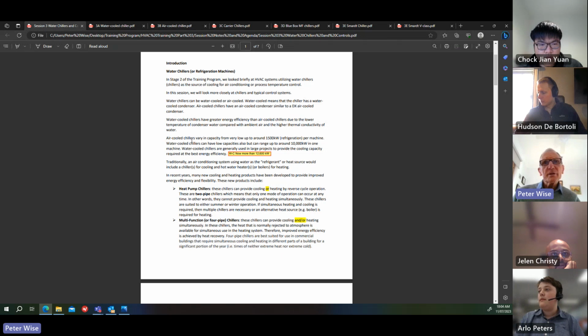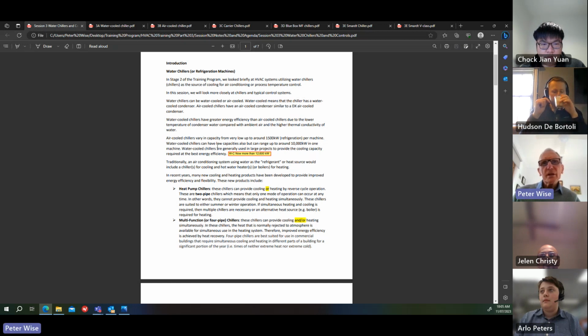So air-cooled chillers vary in capacity from very low up to around 1,500 kilowatts. They keep increasing these things all the time, so you can probably find something a bit higher than that if you need it, but they get very large. Typically, per 100 kilowatts, you're talking about a metre in length. So that's a rough rule of thumb that might stick in your head if you're thinking about how big they might be. 1,500 kilowatts is probably 15 metres long. It's huge. And it takes a lot of space. It's got to be outside on a roof or on the ground outside.